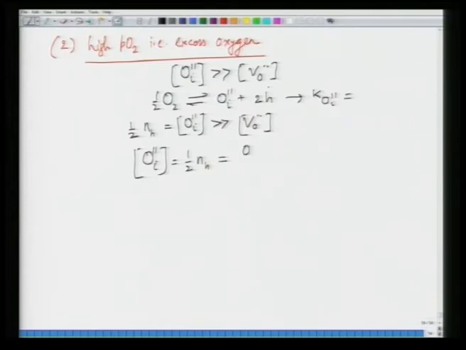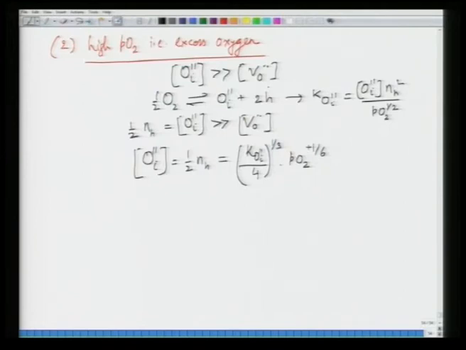so this will be OI, NH square divided by PO to the power half. So OI would be your KOI divided by 4 to the power 1 by 3 multiplied by PO to the power plus 1 by 6. So this would be the expression for your OI and NH.